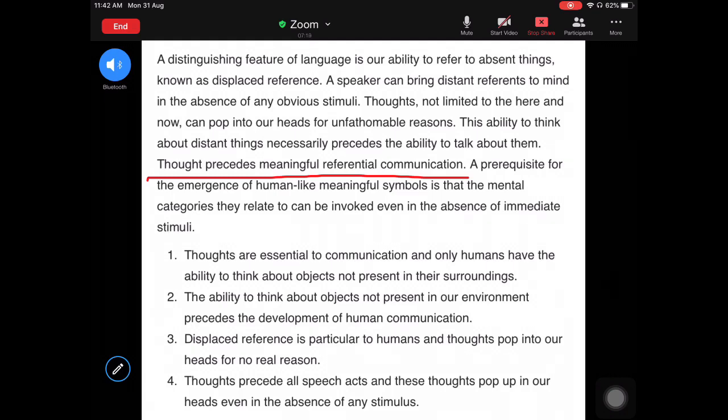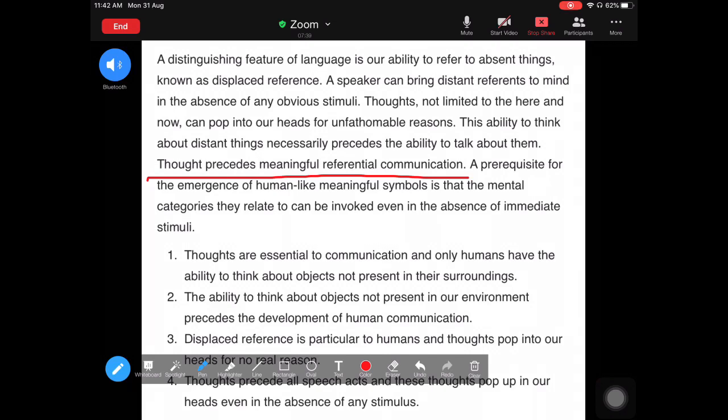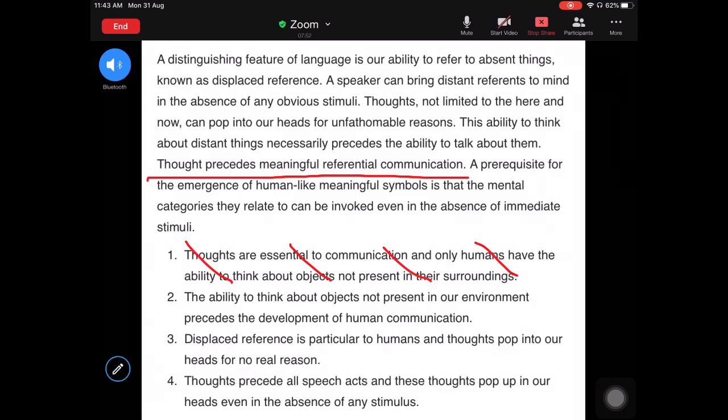What is the answer? Now, let's go to the options here. The first option is what? Thoughts are essential to communication, and only humans have the ability to think about objects not present in the surrounding. We are not talking about the surrounding, and we are not talking about this being an ability only humans have. Of course, if you read it, you get to know. So, of course, this option is definitely not going to be my answer. Now, guys, out of four options, at least one option you can eliminate easily, without breaking a sweat.